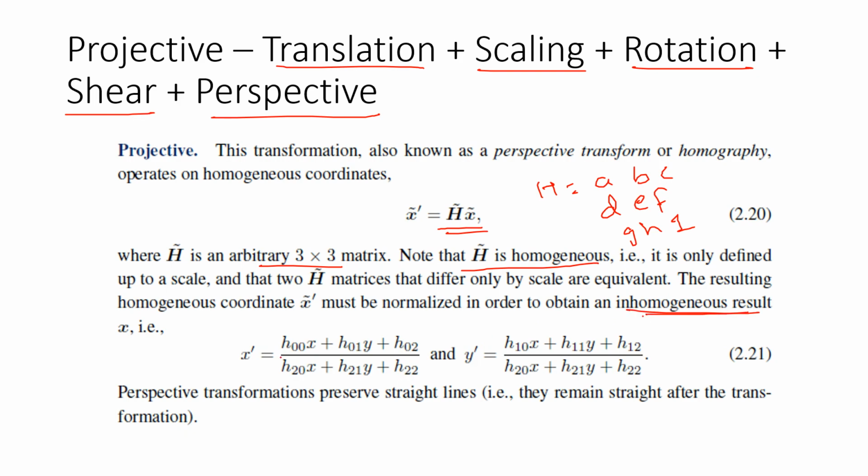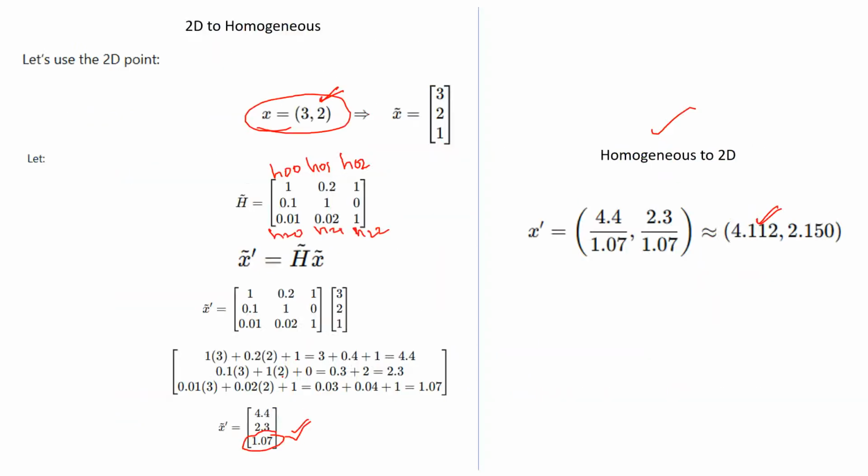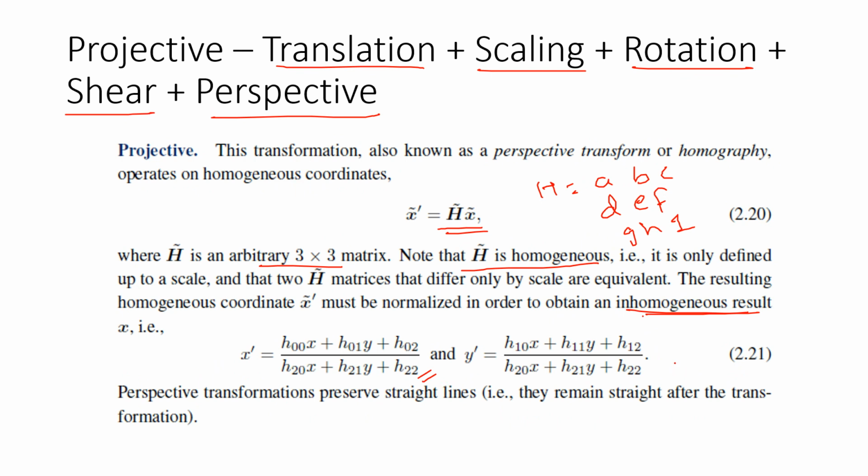In order to get the inhomogeneous coordinates, what we are doing is dividing by the third value. The third value is nothing but 1.07, which is the addition of h20 into this value, h21 into this value, h22 into this value. That's what we have represented here. Similarly, for y also we get the same, right? Usually we know that the inhomogeneous form is obtained by dividing by the third element. So that's what is represented here. This represents the first row, this represents the second row. So on dividing by the third row, we get the inhomogeneous coordinates.